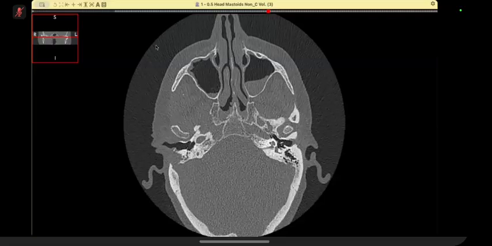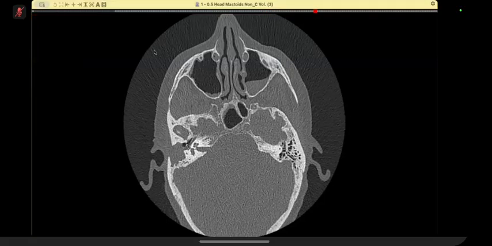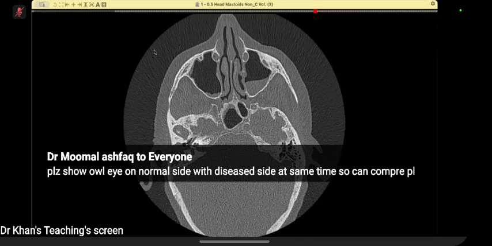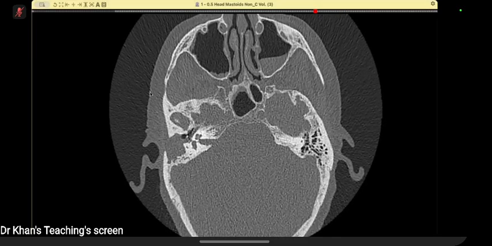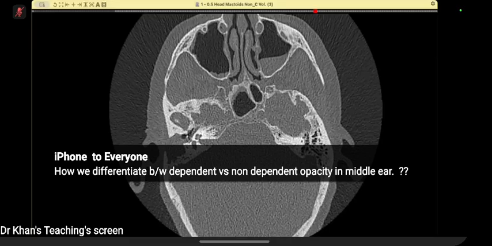Let me give you the history of this patient. This patient is 71-year-old, right-sided mastoid surgery 6 years ago. And initially they have asked a CT scan, and they want us to rule out a recurrent cholesteatoma. Just concentrate on the right side. Okay. I have requested remote control. I've given you the mouse.